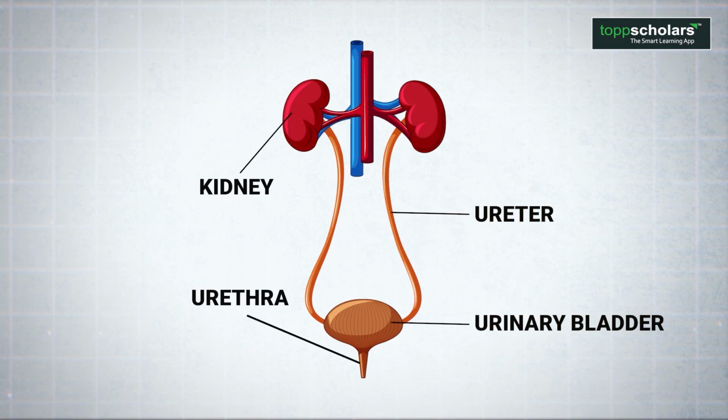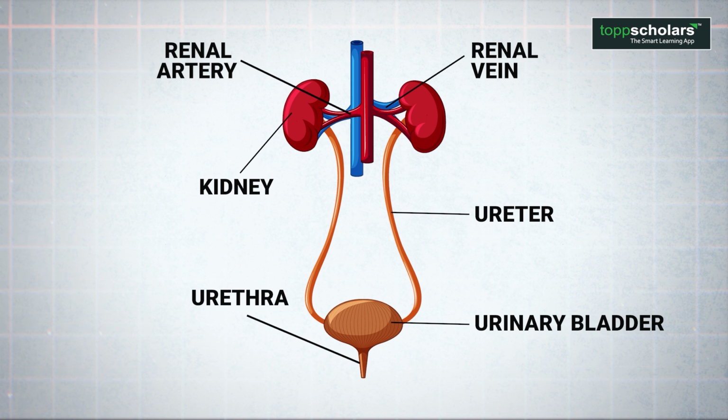Important parts of urinary system are renal artery and renal vein. The renal artery carries oxygen-rich blood to the kidneys, while the renal vein carries filtered, deoxygenated blood from the kidneys back to the heart. Hope you have enjoyed this urinary system diagram.